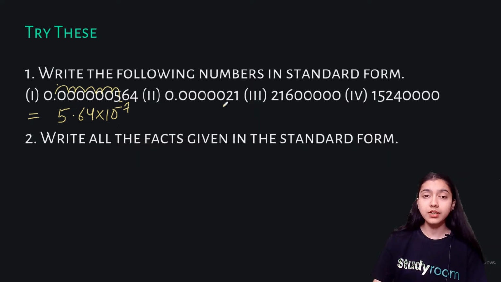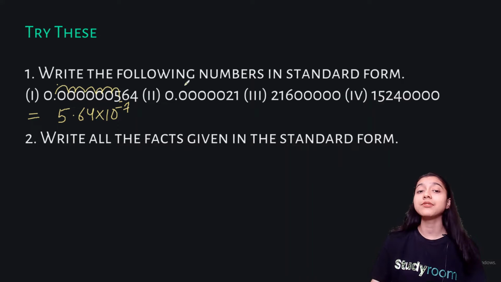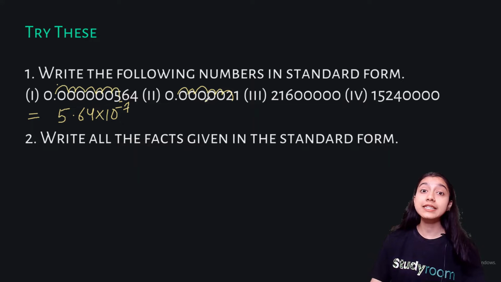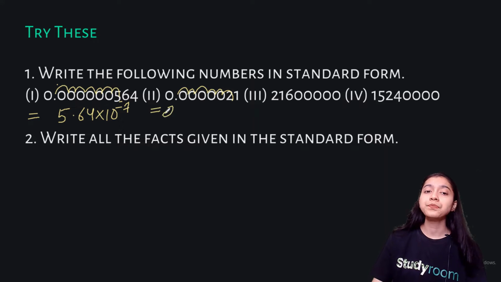Now this is a similar case where we have a very small number and we have to shift the decimal place towards the right hand side. So we have 1, 2, 3, 4, 5, 6. We are shifting 6 places. So the answer will be 2.1 multiplied by 10 to the power of minus 6.